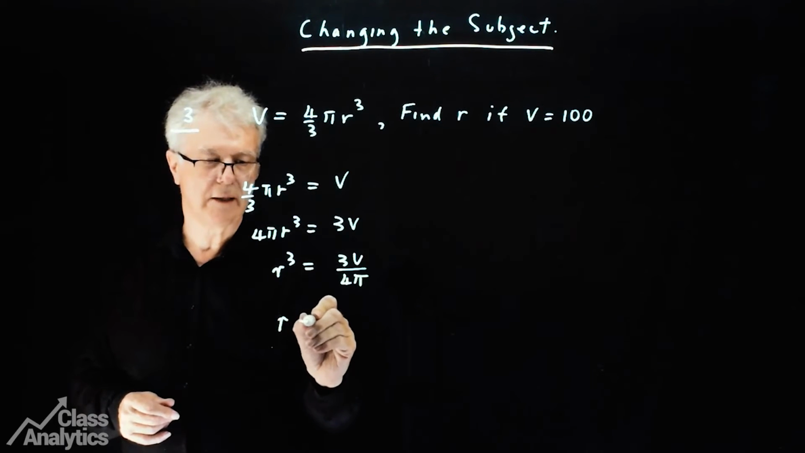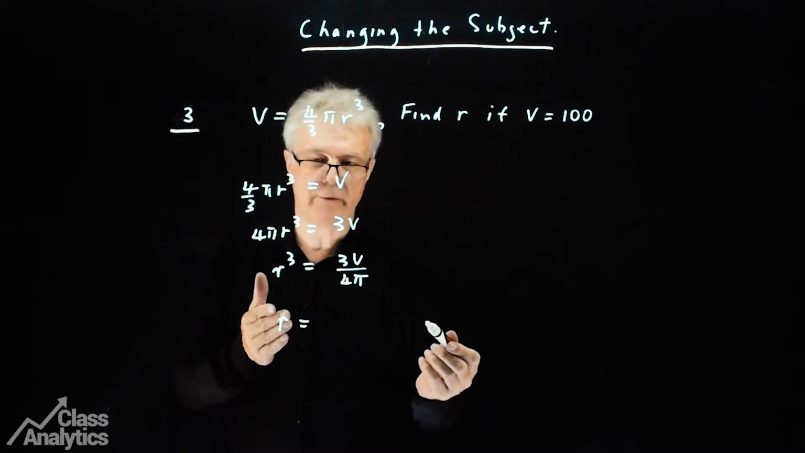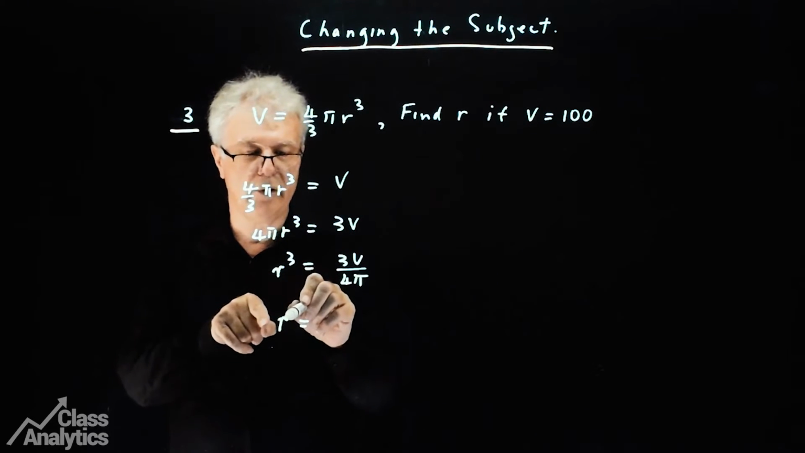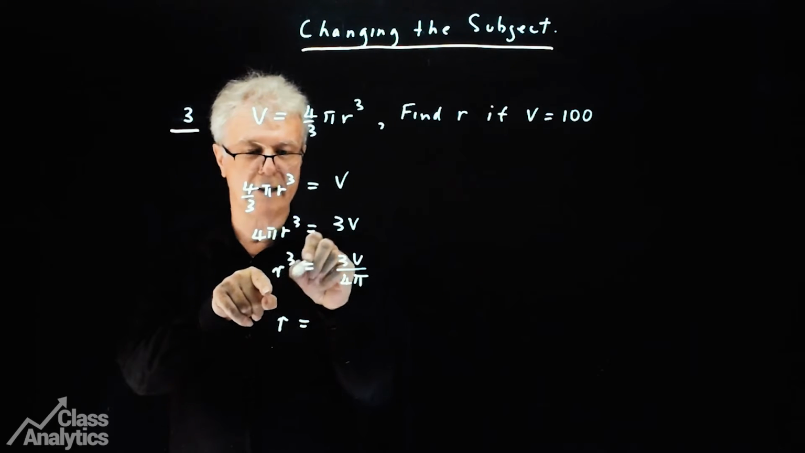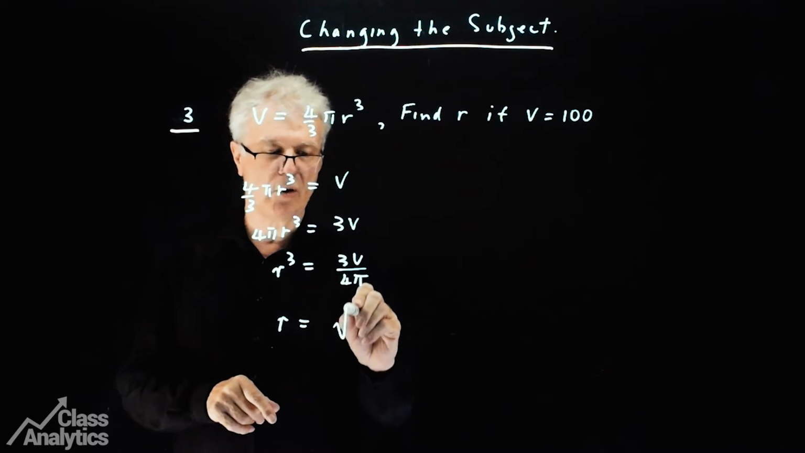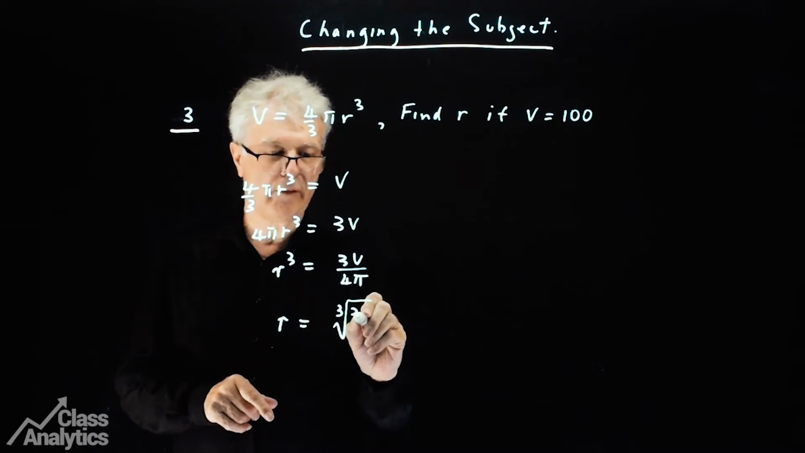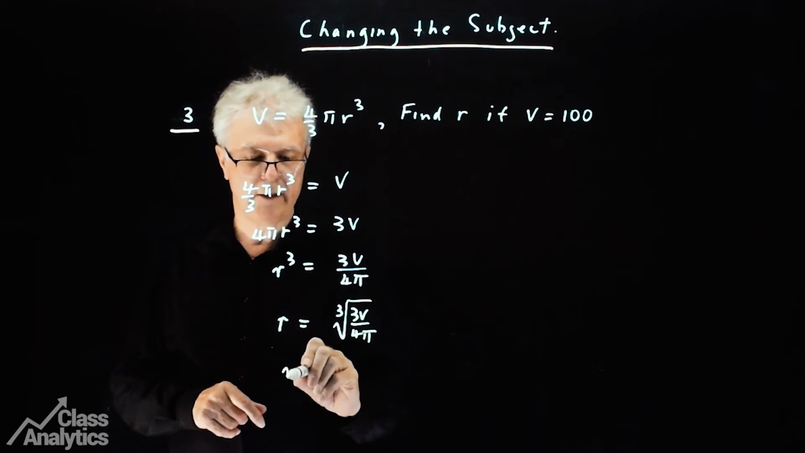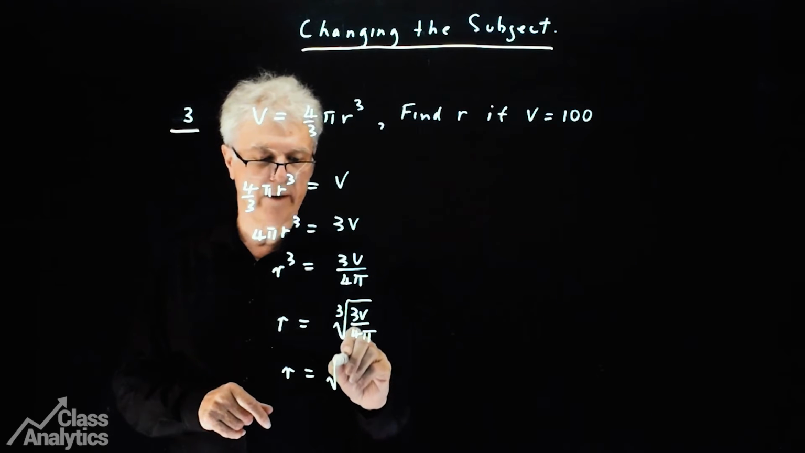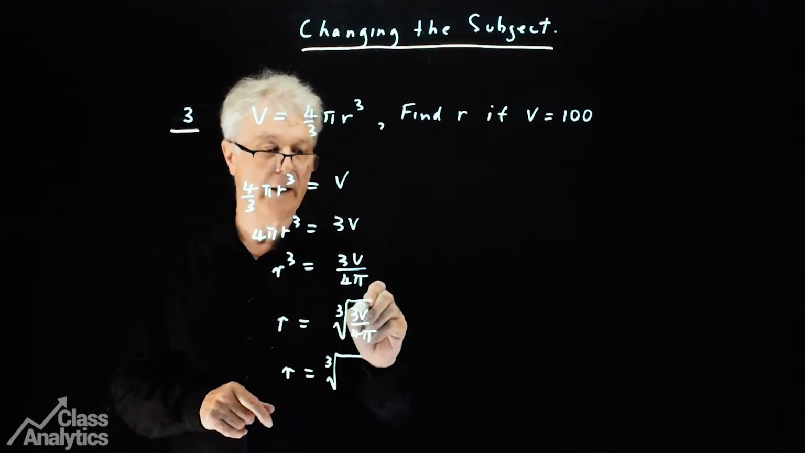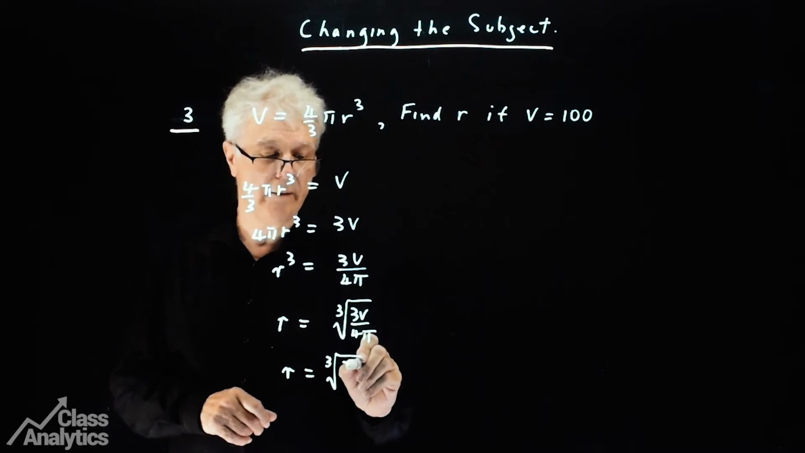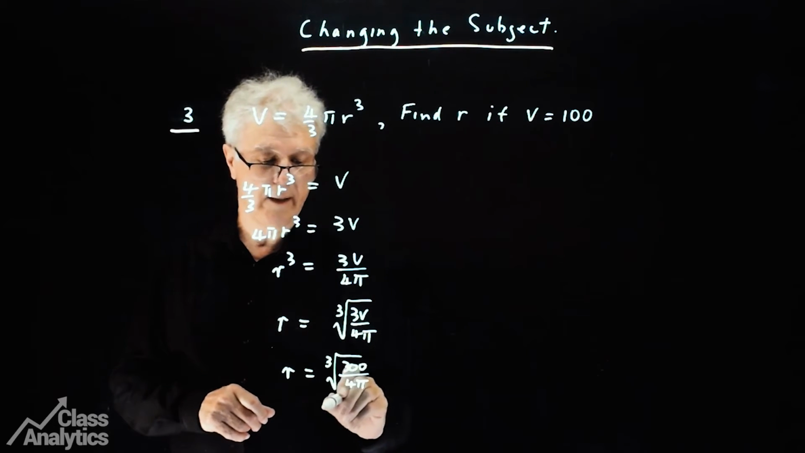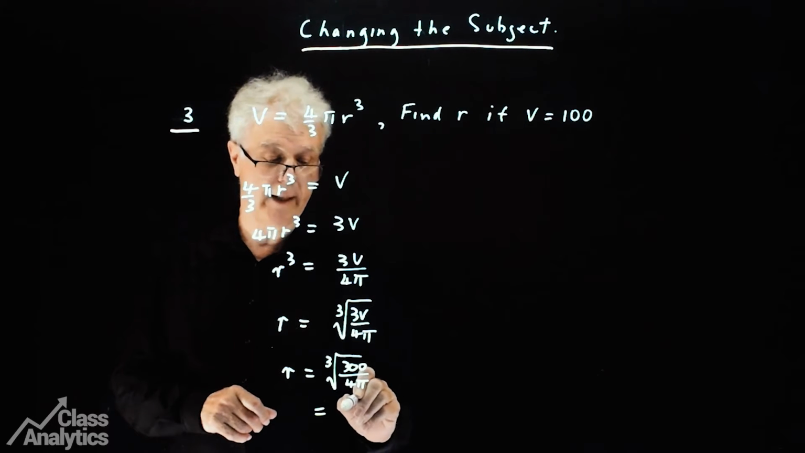So r must equal, now doing the other way, back to the front, r cubed equals this. So the cube root of this will cancel that out, and this becomes simply the cube root of 3v over 4 pi. And then it's just a simple matter of substituting that value in for v, which becomes 300 over 4 pi. And that comes out, I believe, to 2.88.